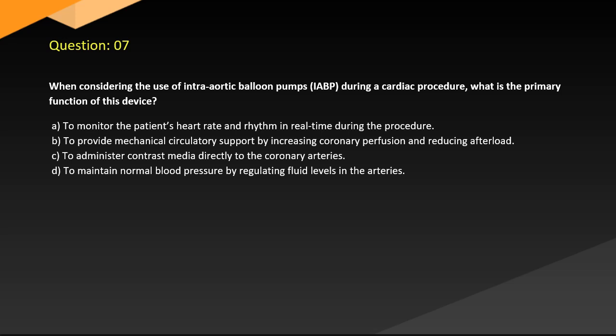Question 7. When considering the use of intra-aortic balloon pumps during a cardiac procedure, what is the primary function of this device? A. To monitor the patient's heart rate and rhythm in real time during the procedure. B. To provide mechanical circulatory support by increasing coronary perfusion and reducing afterload. C. To administer contrast media directly to the coronary arteries. D. To maintain normal blood pressure by regulating fluid levels in the arteries.